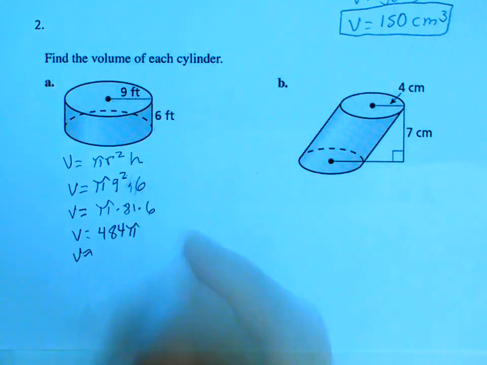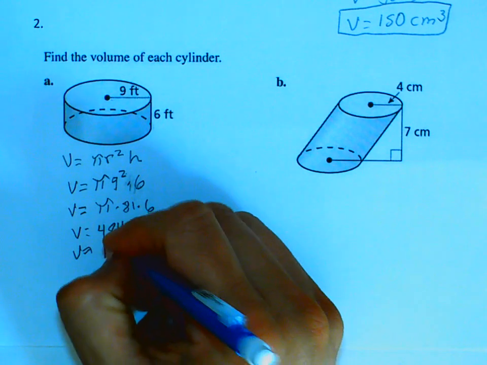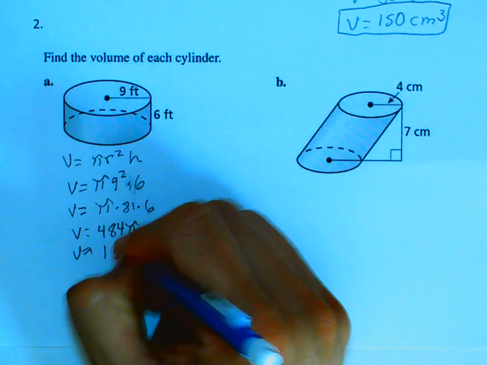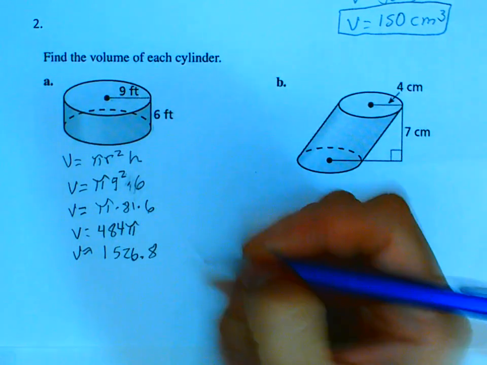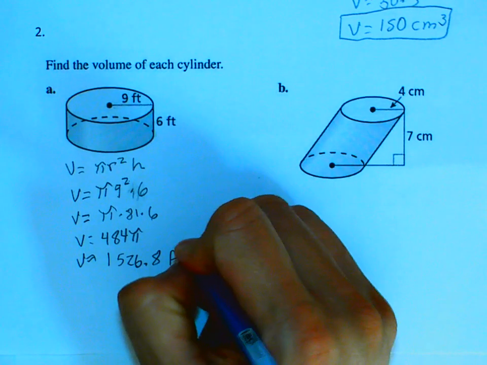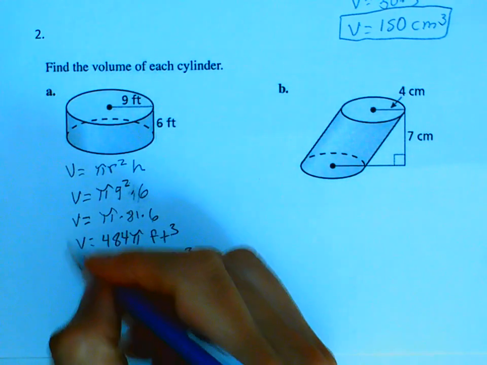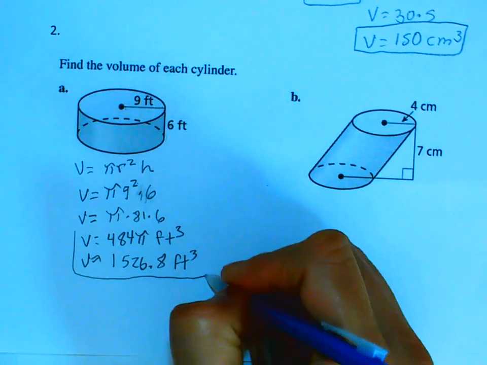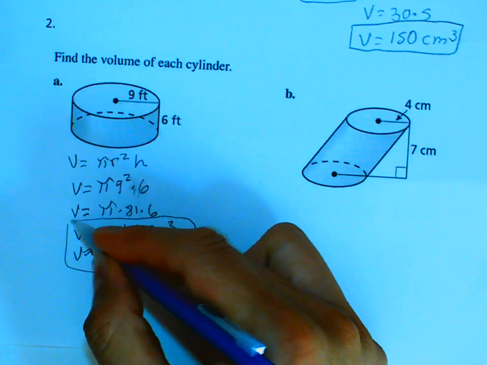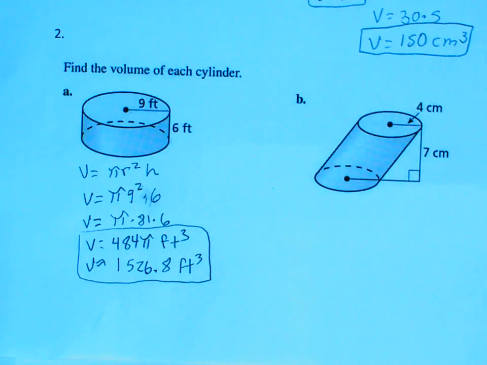Now, if I want an approximation, all I have to do is multiply this value by pi, and according to my calculator, to the nearest tenth, this is 1,526.8 feet cubed. Physicists always have to have units. It's their thing. Math people, sometimes we're a little careless, but it's important to know your units.